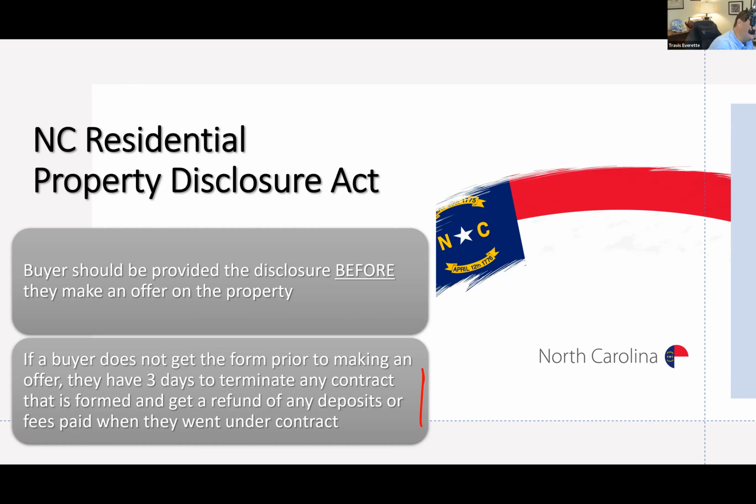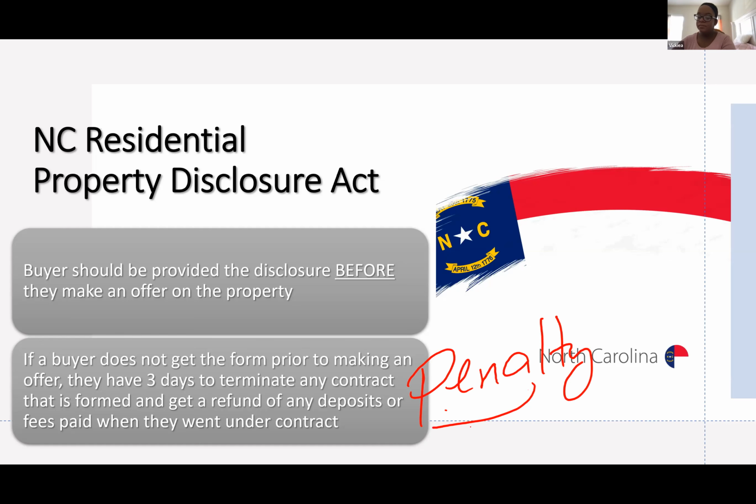So I want you to put in your notes, penalty. This is the penalty right here. And who do you think is going to be penalized? Is it the buyer or the seller? The seller. It's the seller who hasn't done what they're supposed to do. Does that make sense? Yes. So it's the seller that's going to be penalized. If the buyer doesn't get the form prior to making an offer, they can still make their offer. Nobody's going to stop the buyer from making their offer, and the seller can still accept their offer.